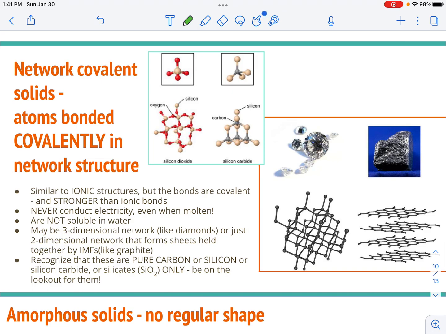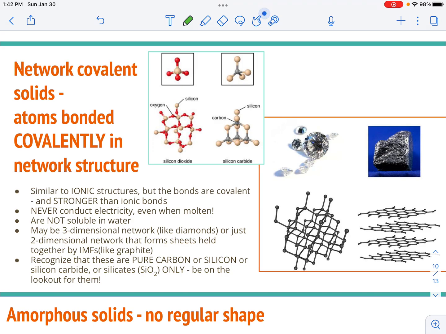Network covalent solids can be confusing for some people. These are built more like ionic compounds in that they're three-dimensional networks of atoms, but they are atoms that are covalently bonded, not ionically bonded. So even though it's a three-dimensional network, just like in an ionic solid, this is a real bond. This is a sharing of electrons, not what we call an ionic bond, which is really an attraction of a positive to a negative. Covalent bonds are the strongest of our bonds.